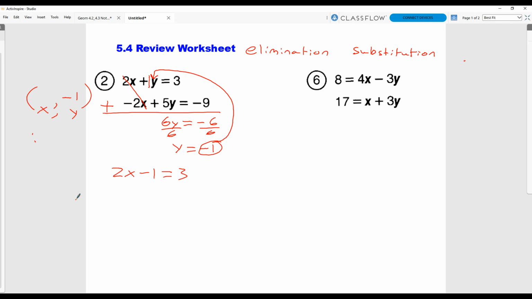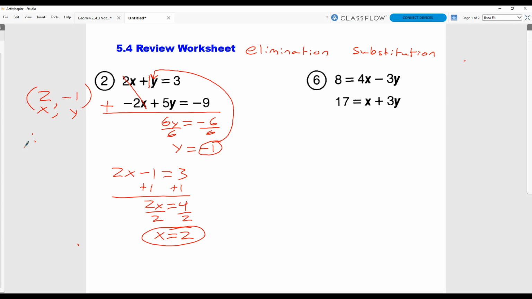Okay, I got a 2-step algebra equation to solve for x. I'm going to add 1 to each side. I get 2x is equal to 4. Divide by 2, and x is going to be equal to 2. So I'm going to go through these steps a little faster because we've done so many of them the week before that we were in class, and this week also. We've spent a good deal of time working through these steps. So there would be our solution to the first one, 2, negative 1.